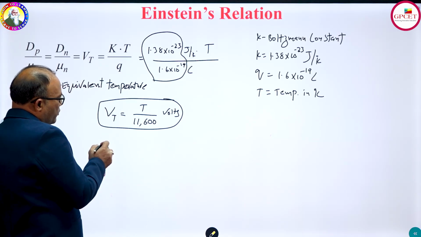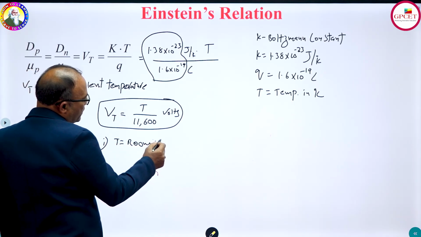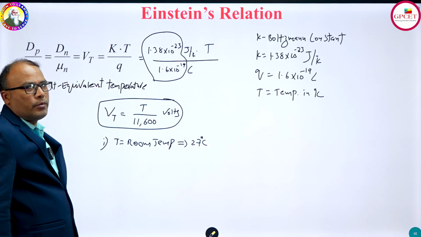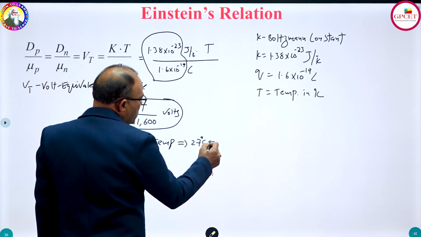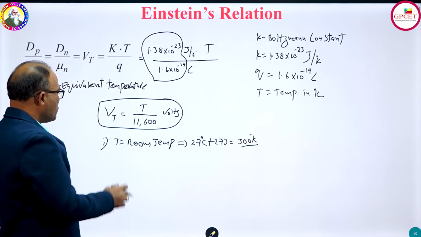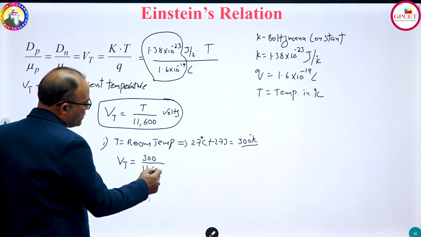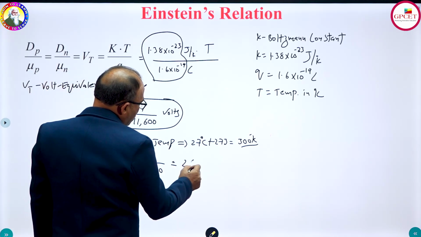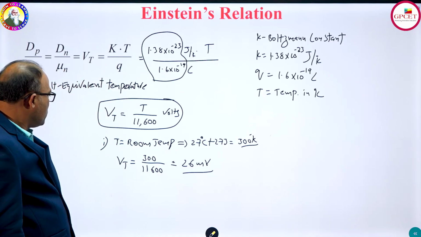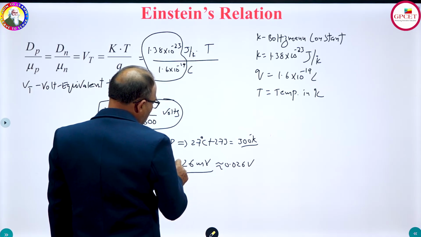T is the temperature. For example, case 1, capital T is equal to room temperature. What is the room temperature? 27 degrees C is the room temperature, but you need to convert it into Kelvin. 27 degrees C plus 273 is equal to 300 degrees Kelvin. So the volt equivalent temperature Vt is equal to 300 divided by 11,600. If you do it, you will get approximately 26 millivolts, that is 0.026 volts or 26 millivolts.